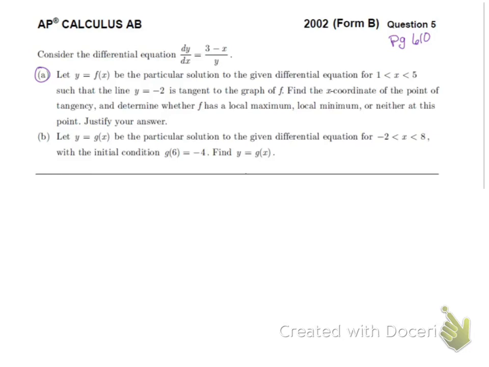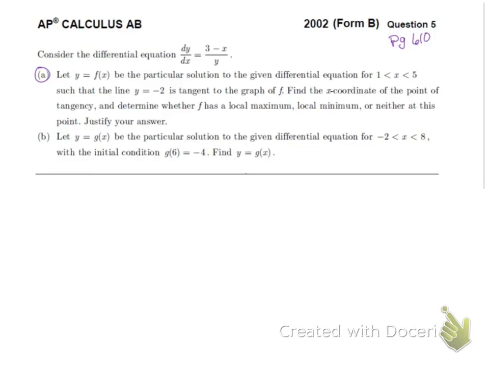So it says, consider the differential equation dy/dx is equal to (3 minus x) over y. Let y equal f of x be the particular solution to the given differential equation for 1 is less than x, which is less than 5, such that the line y equals negative 2 is tangent to the graph of f. Find the x-coordinate of the point of tangency and determine whether f has a local minimum, local maximum, or neither at this point, and justify your answer.